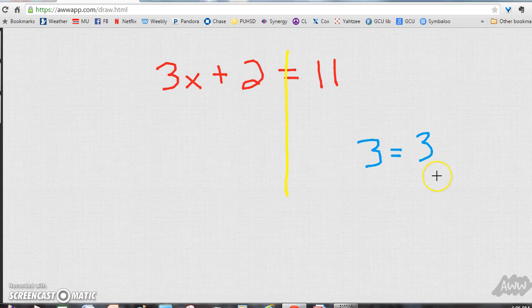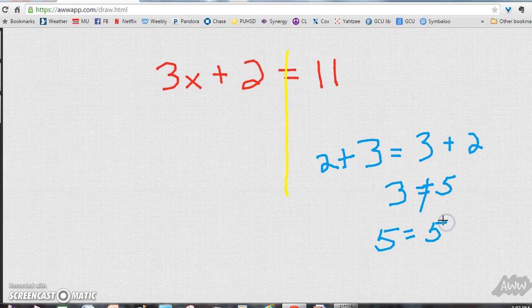3 is equal to 3, so that is a true statement. But if I add 2 only to one side of the equation, my equation is no longer equal. Now I have 3 equals 5, which is definitely not a true statement. It's not equal. But if I add 2 to both sides of the equation, now I have 5 equals 5. And it is still a true statement.